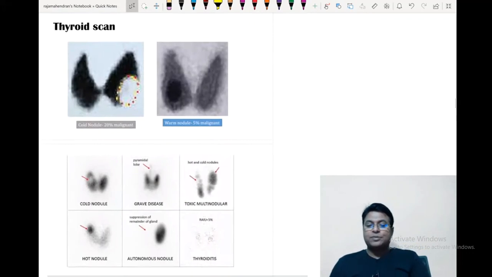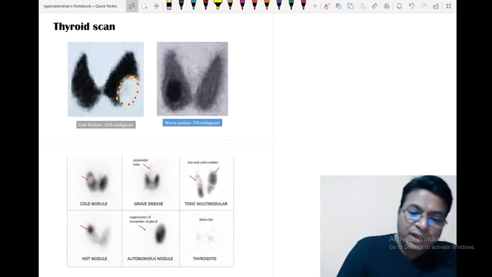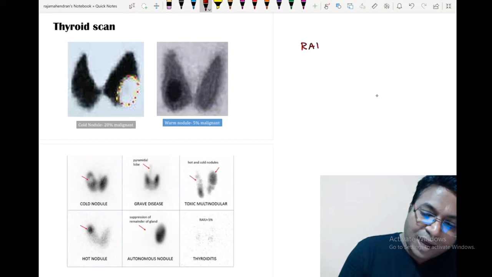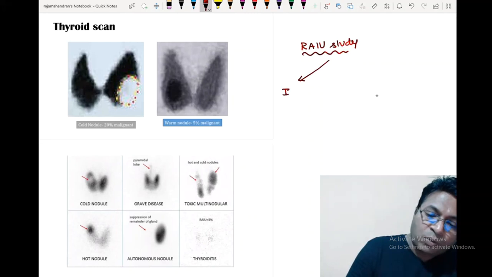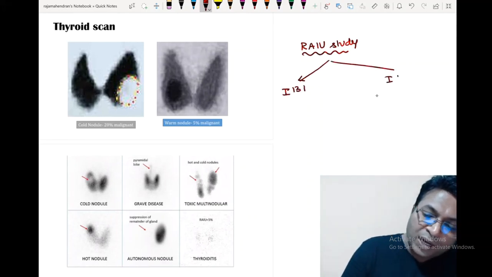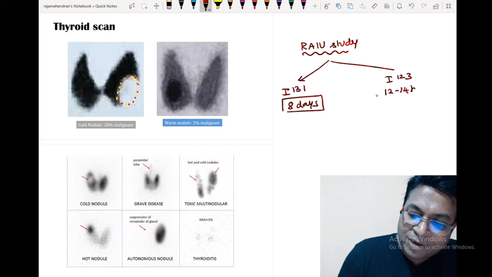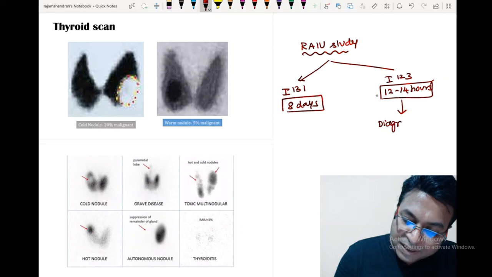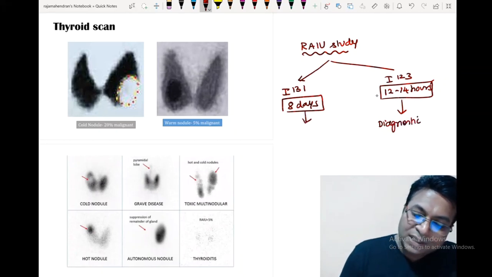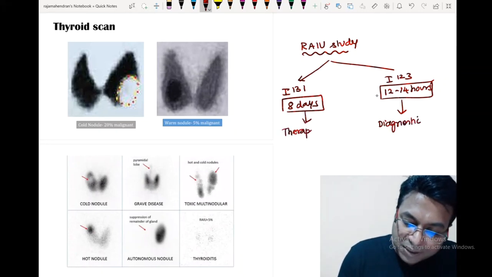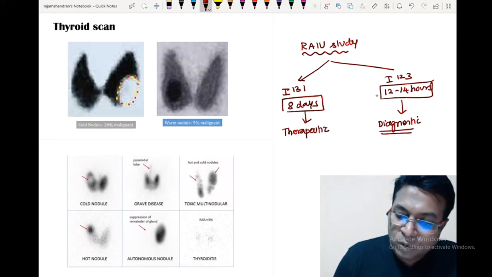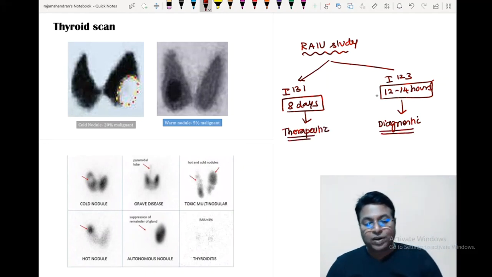So this question is a high yield MCQ again. For the FMG exam, this question can come to you definitely. This is the radioactive iodine uptake study. The commonly used substances are iodine 131 and iodine 123. Iodine 131 half-life is 8 days. Iodine 123 is 12 to 14 hours only. So iodine 123 is used for diagnostic purposes. Iodine 131 is used for therapeutic purposes. Please don't forget, diagnostic is 123, and 131 is used for therapeutic purpose.